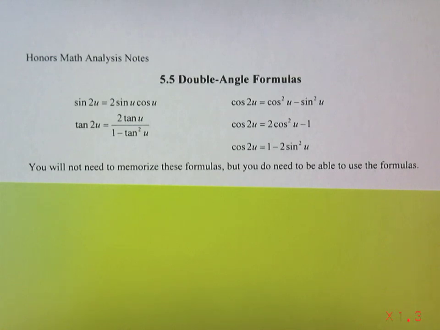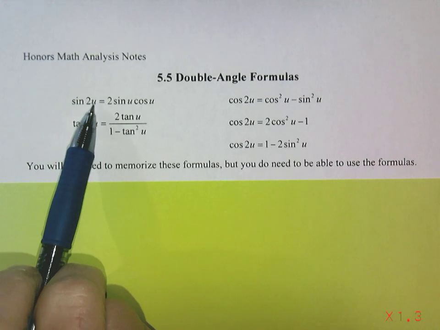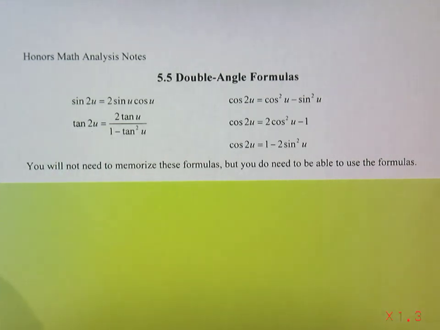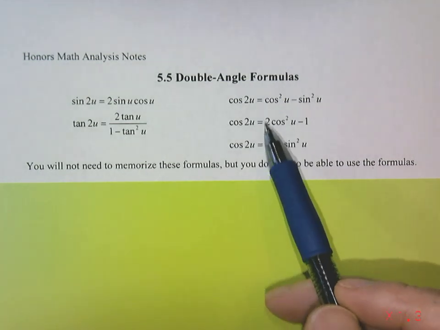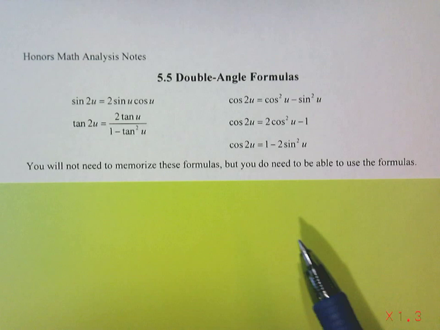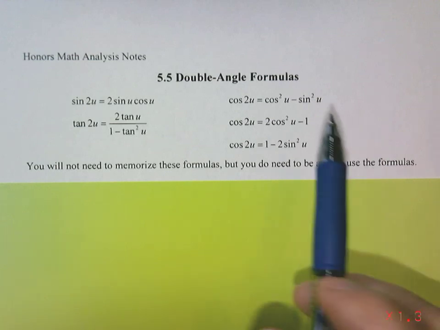Okay, these are the notes for section 5.5, double angle formulas. What I mean by double angle is that I have 2 times an angle. So sine of twice an angle, tangent of twice an angle. There are 3 formulas for cosine, but they'll all get you the right answer. It doesn't matter which one you use. Sometimes it's easier to use one than the other, and I'll show you why.